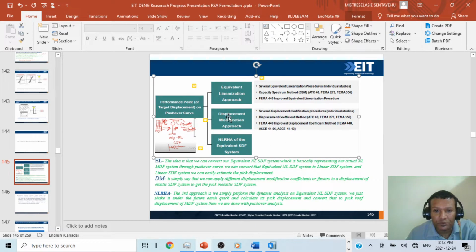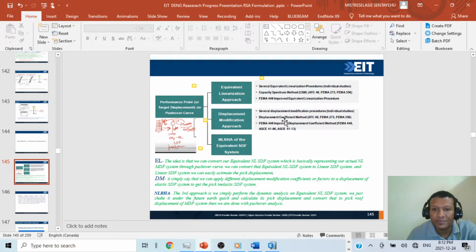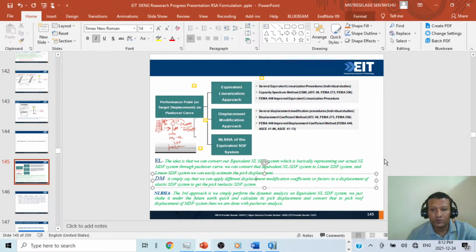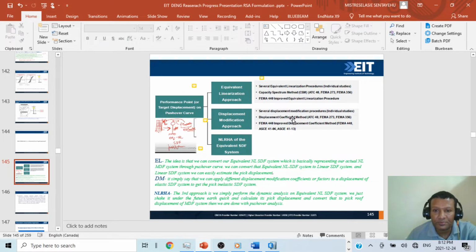Displacement modification approach. This is the second method. Several displacement modification procedures are there, individual studies. Displacement coefficient method, ATC 40, FEMA 273, and FEMA 356 are there also. FEMA 440 is improved, just like the capacity spectrum method, published in 2005, and we will see that. Our concentration will be mostly the capacity spectrum method and the displacement coefficient method for our prediction of target displacement or performance point. That's what we are going to do.